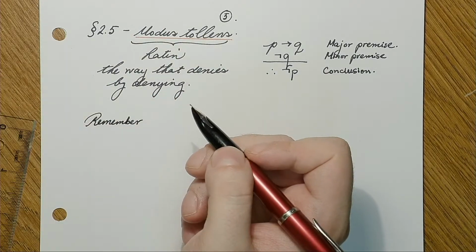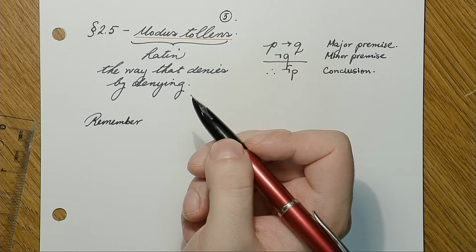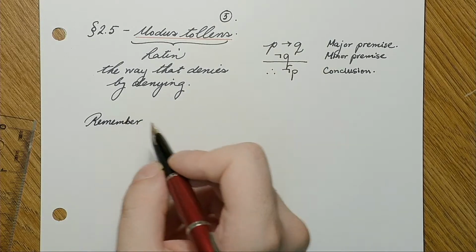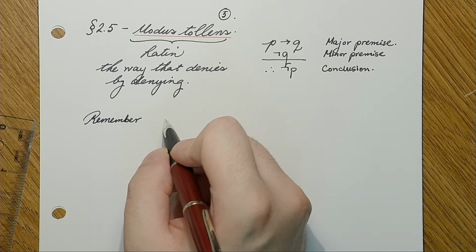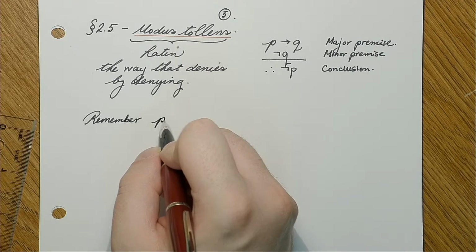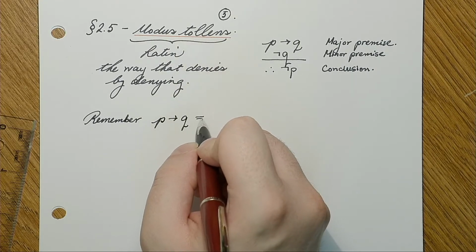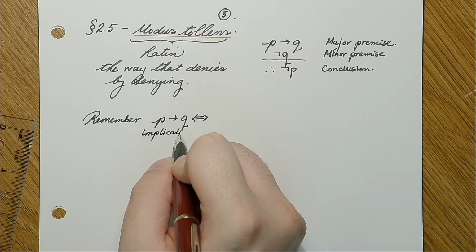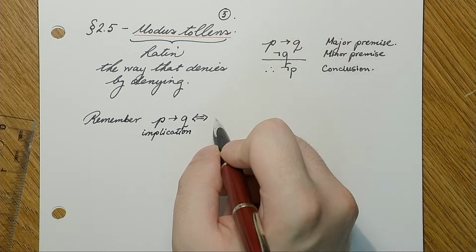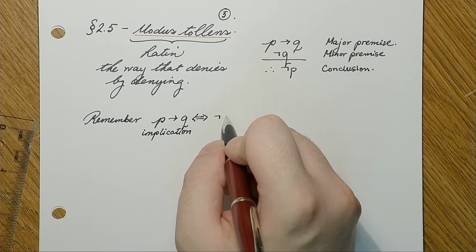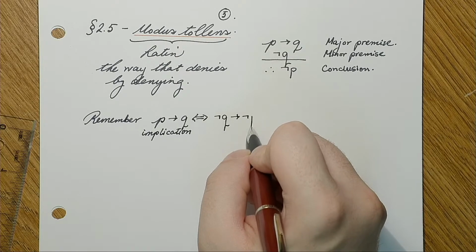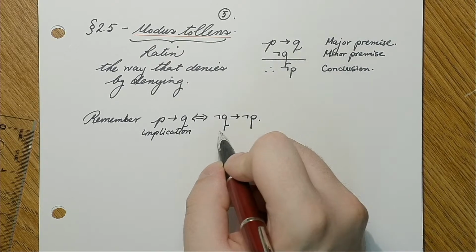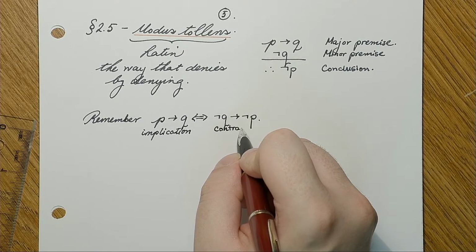Basically modus tollens is very similar to modus ponens. Remember when we said that there was a logical equivalence? If I had P implies Q, so this is the implication, we had said that this is logically equivalent to not Q implies not P. And this is called the contrapositive.